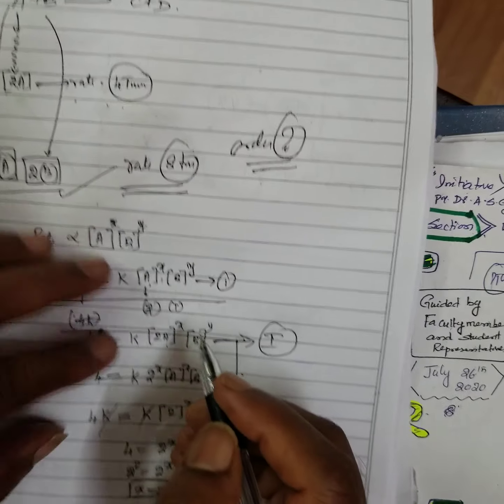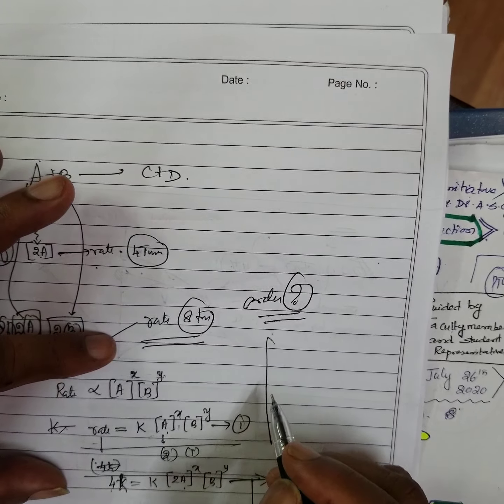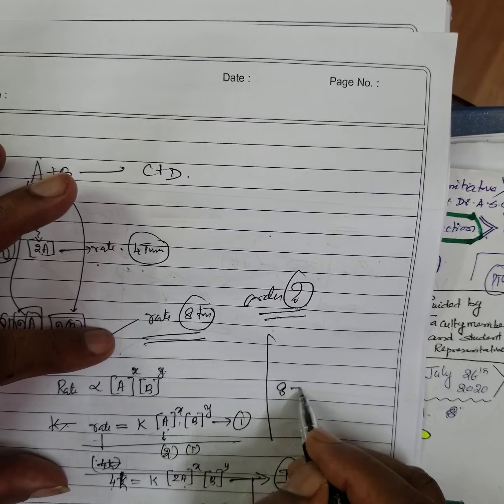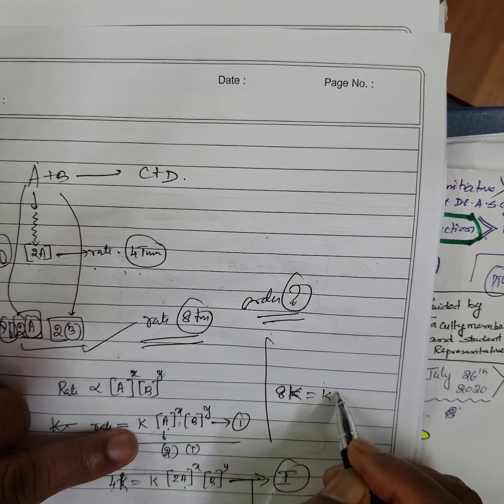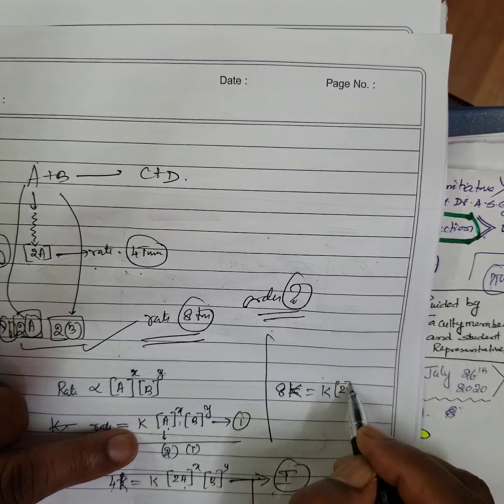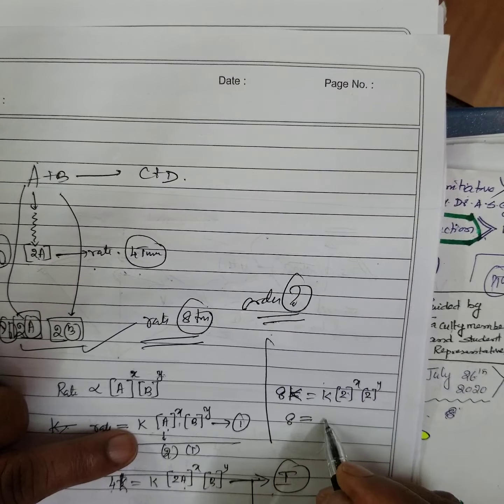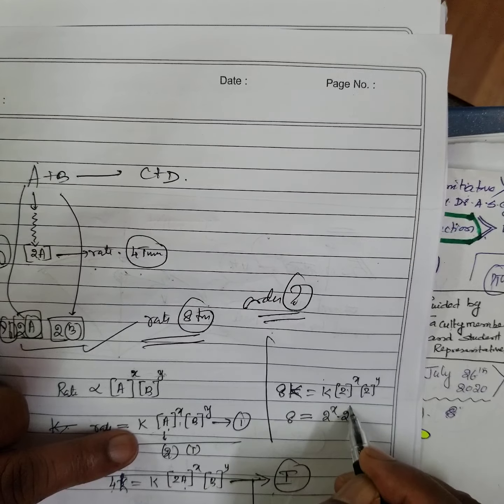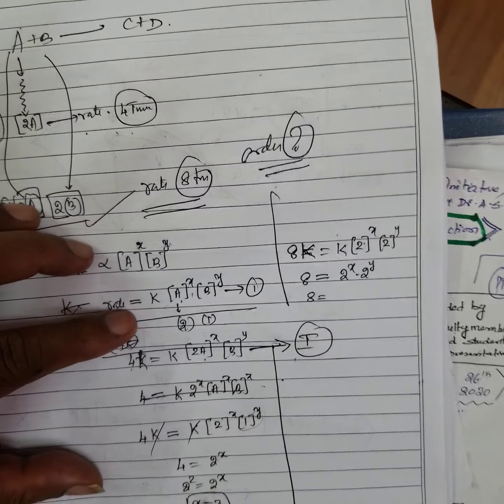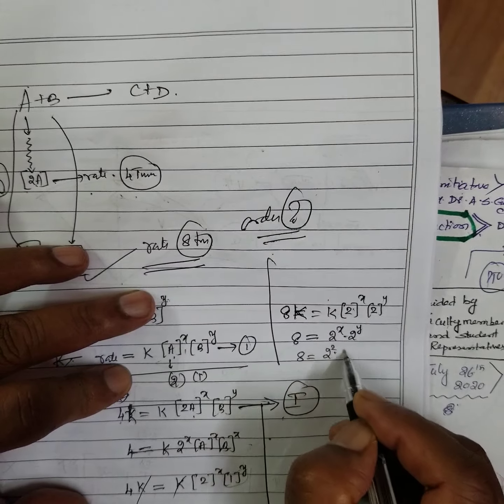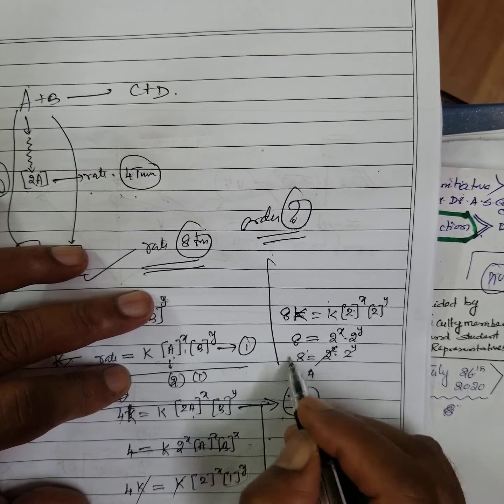Right? In the second case, what has happened? If both are doubled, the rate of the reaction becomes 8 times. So 8K is equal to K times (2A) to the power X times (2B) to the power Y. Therefore, 8 is equal to 2 to the power of X into 2 to the power of Y. But X is 2. Therefore, 2 to the power of 2 into 2 to the power of Y. This is 4, so it cancels.